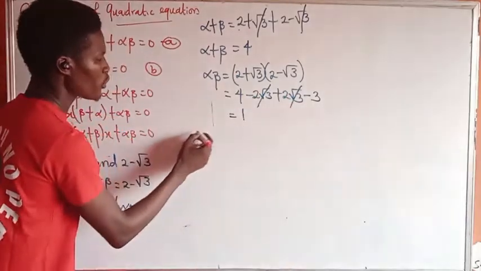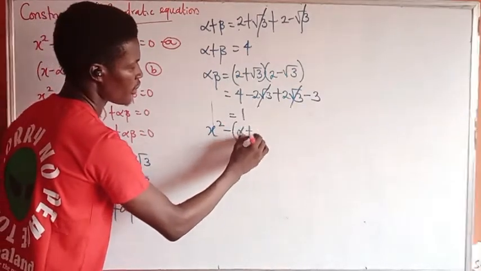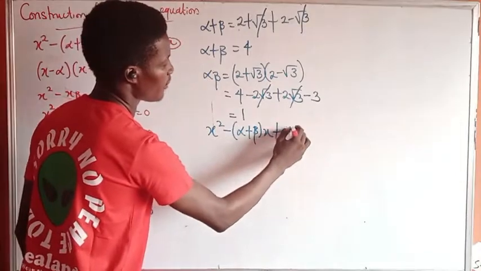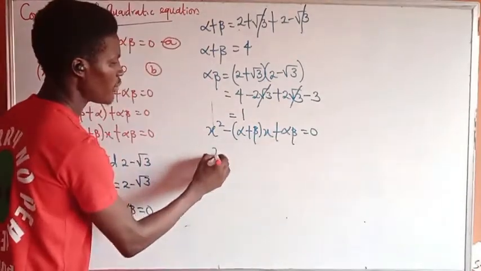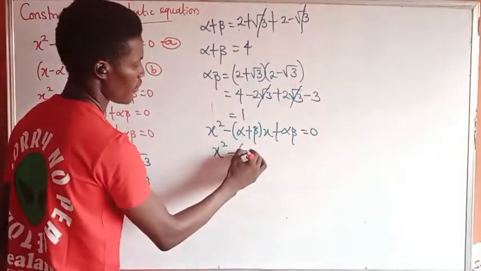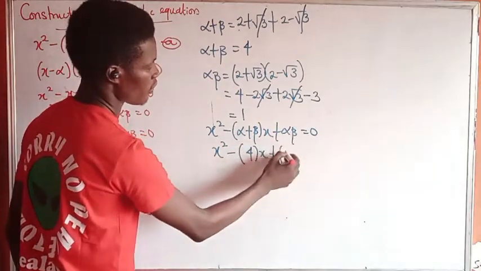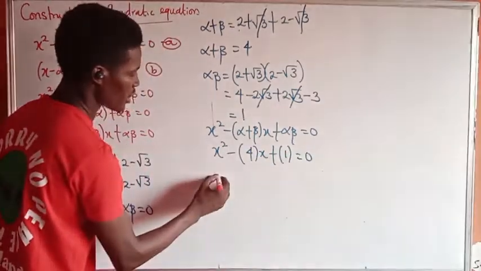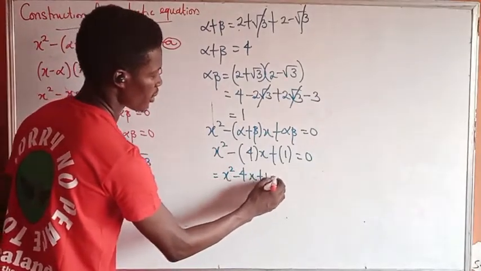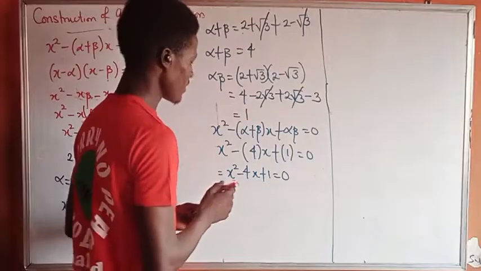So putting that in my equation, x squared minus alpha plus beta x plus alpha beta equals 0 will now be x squared minus 4, then x plus alpha beta, which is 1, equals 0. So my equation will be x squared minus 4x plus 1 equals 0. So this should be our final. Let's see the last example for this.